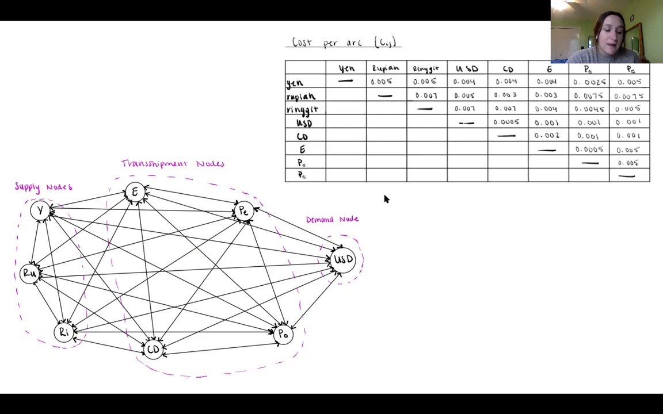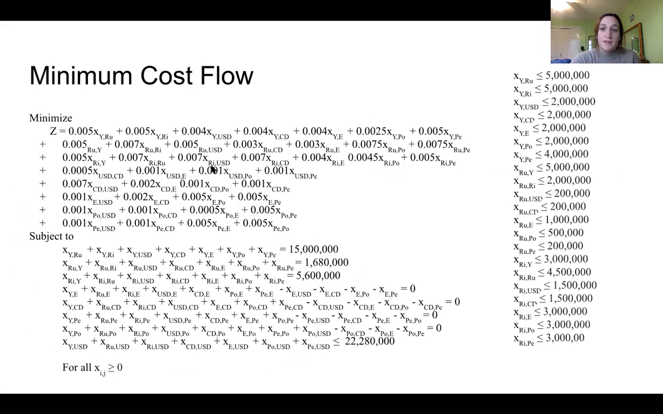And so the graph to the left-hand side actually goes through, we can see that there's 3 supply nodes, there's 4 transshipment nodes, and then there's 1 demand node, which is US dollars. We're really trying to make the amount of money that gets into US currency the greatest it can be while minimizing the cost of the transactions. And so we can put this into a minimum cost problem.